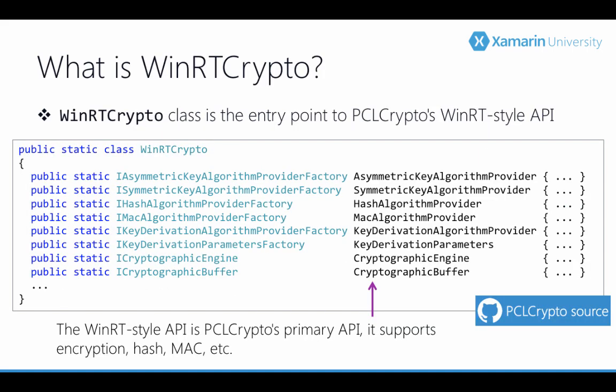Now, when working with Pcl Crypto, you're going to start with the WinRT Crypto class. And this is the main entry point to those crypto APIs. Notice this class includes APIs for many common crypto functions. So we see encryption, hashing, MAC generation.